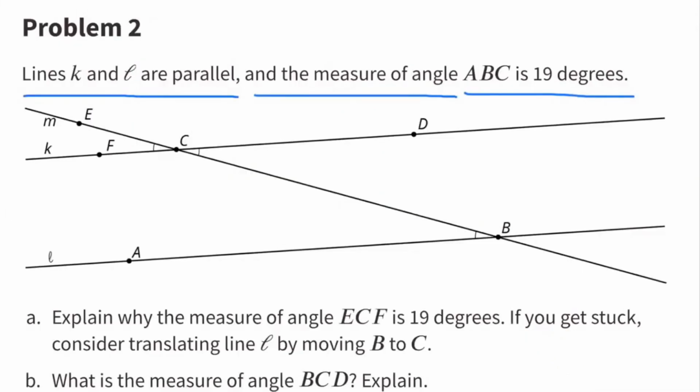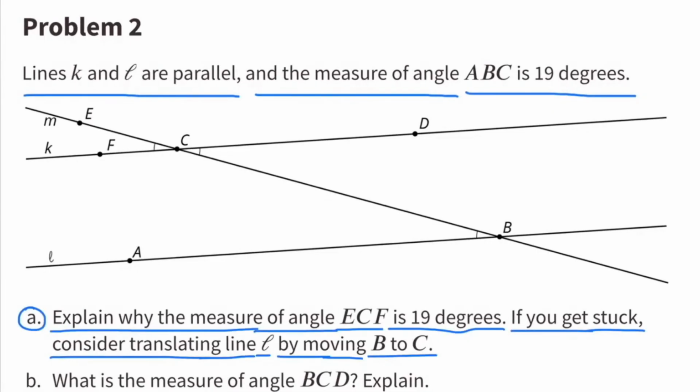Number 2, lines K and L are parallel, and the measure of angle ABC is 19 degrees. A. Explain why the measure of angle ECF is 19 degrees. If you get stuck, consider translating line L by moving B to C.